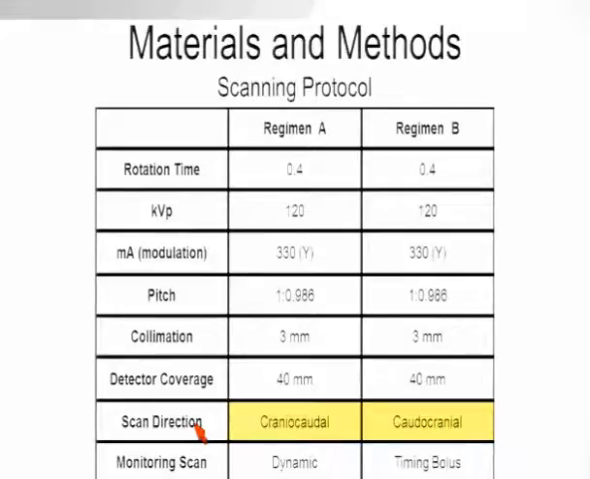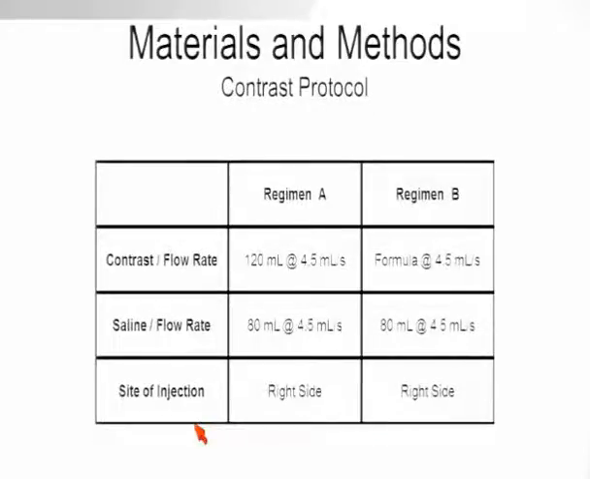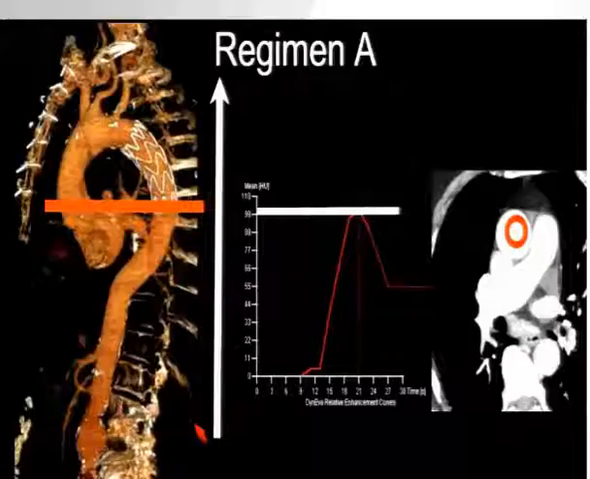And we kept all scanning parameters exactly the same, so your pitch factors, your KVP factors, MA modulation and so forth. But the primary difference between these two is we used two different bolus tracking techniques. The first was a dynamic or triggering bolus technique, and in regimen B we used the test bolus technique. So with these two contrast protocols, we also standardized flow rates between both contrast and saline in both regimens. And we always used right side injection at the cubital fossa in order to look at if there's any variations in time to peak between the cubital fossa and the ascending aorta.